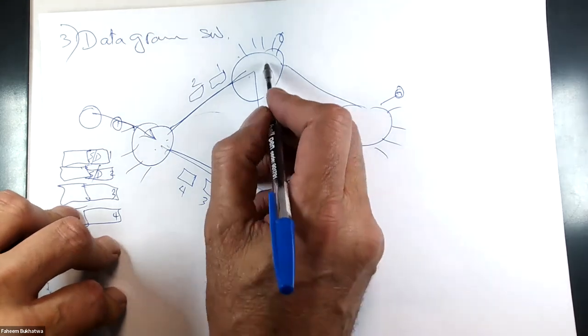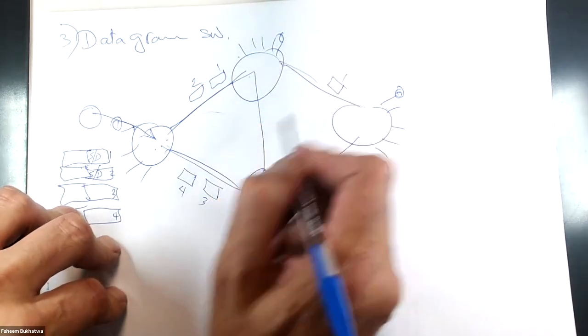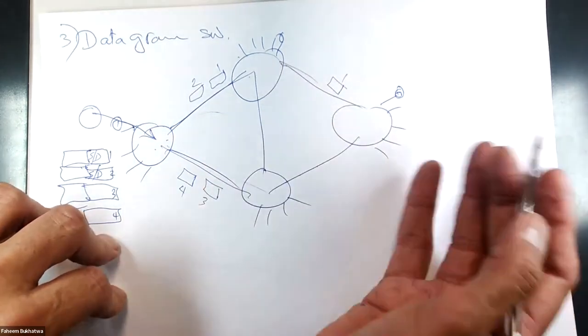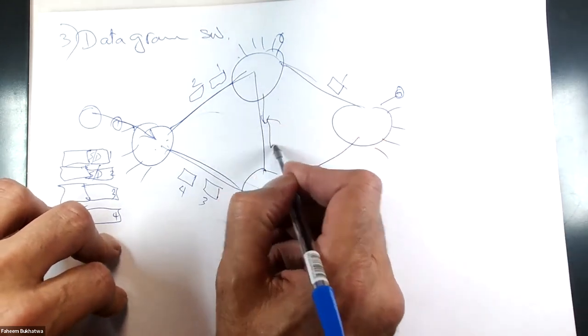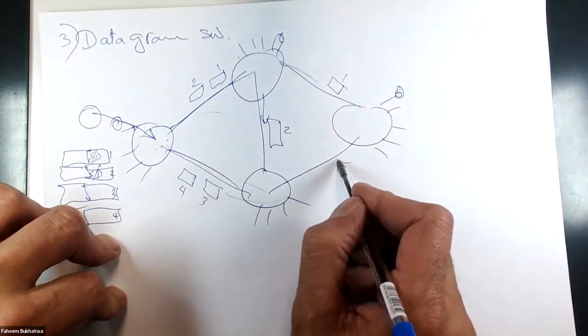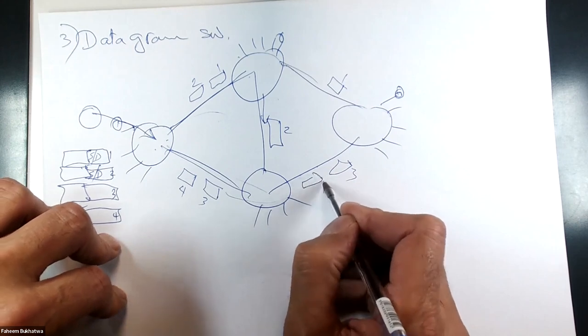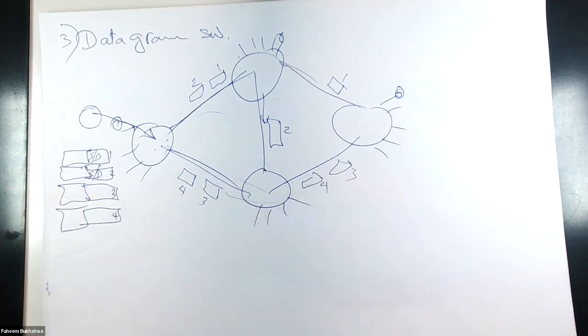And then this guy here will forward maybe packet number 1 that way, maybe that has some delay, so it might send packet number 2 this way. This guy forwards packets number 3 and 4. Packets are independent. They flow independently. Every packet has its own full information that's needed to be routed by a router.